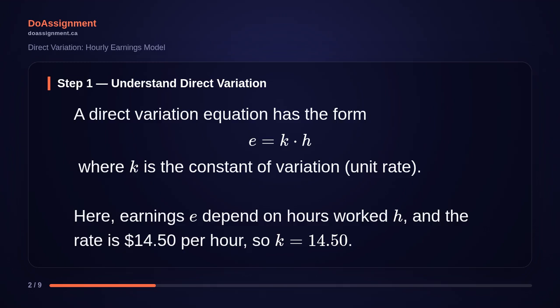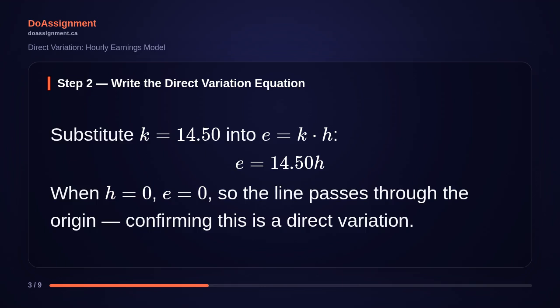A direct variation equation looks like E equals K times H, where K is the constant of variation, the unit rate. Since the worker earns $14.50 per hour, the constant K equals 14.50. Substituting K equals 14.50 gives the direct variation equation E equals 14.50 times H. When H equals 0, E equals 0, so the line passes through the origin. That confirms it is a direct variation.